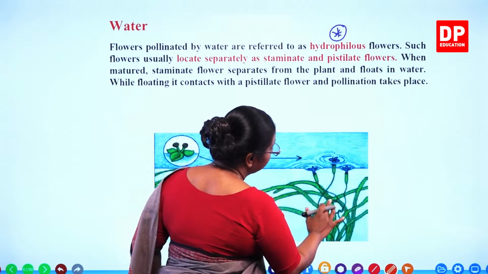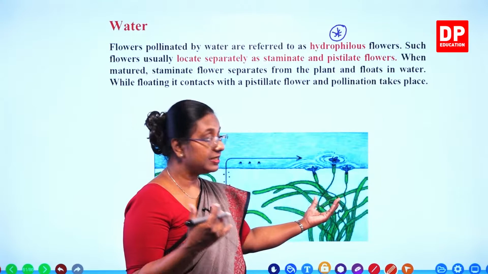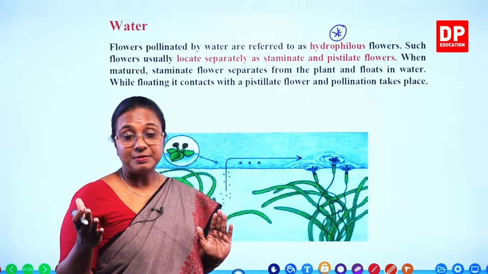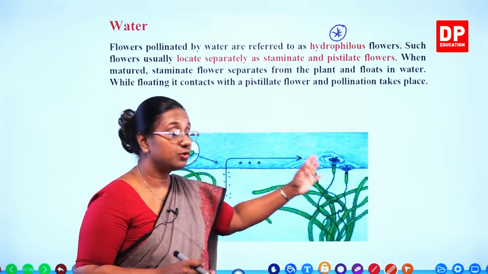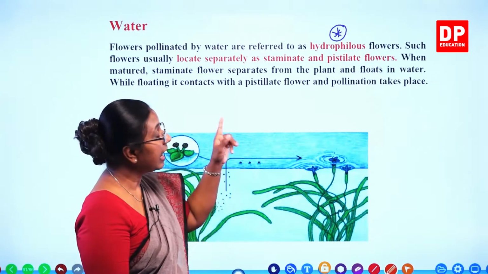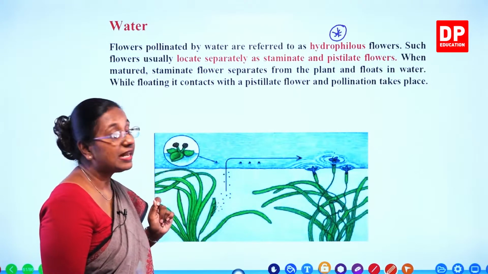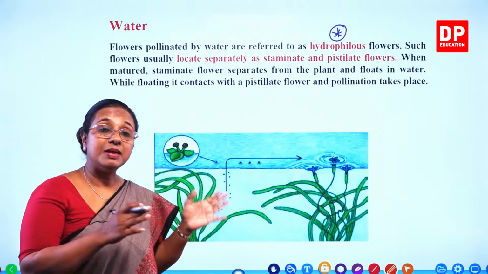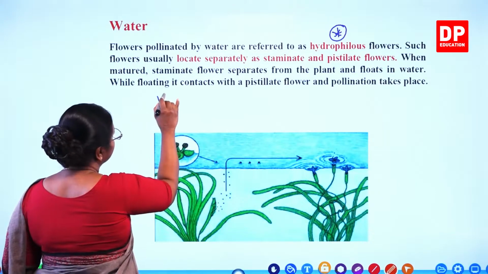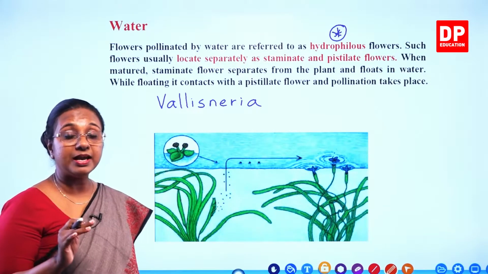And here you can see another plant where there is a pistillate flower. So that has the stigma. So the pistillate flower is here, the staminate flower is floating. When they come in contact with each other, the pollens from the staminate flower get deposited on the pistillate flower. So that is how pollination by water takes place in hydrophilous flowers. So there is not much adaptation here. It is just that the staminate and pistillate flowers are separate, or the male and female structures are separately borne on separate flowers. So an example is Vallisneria. Vallisneria is pollinated by water.